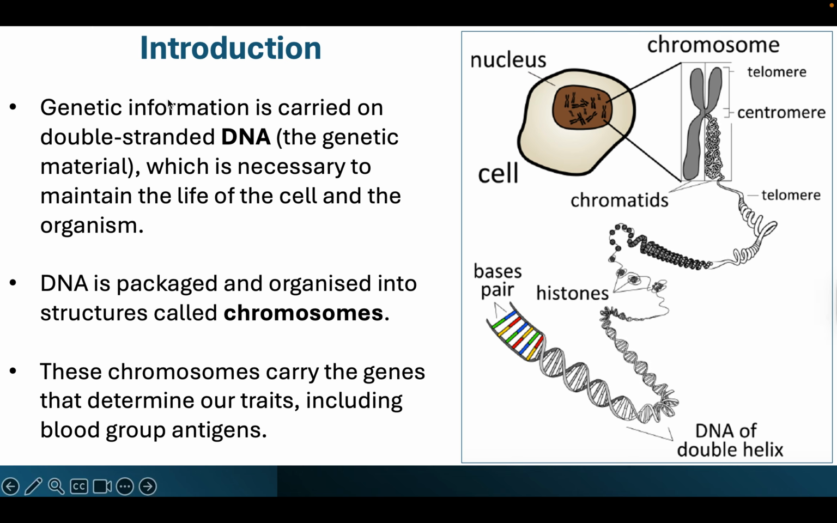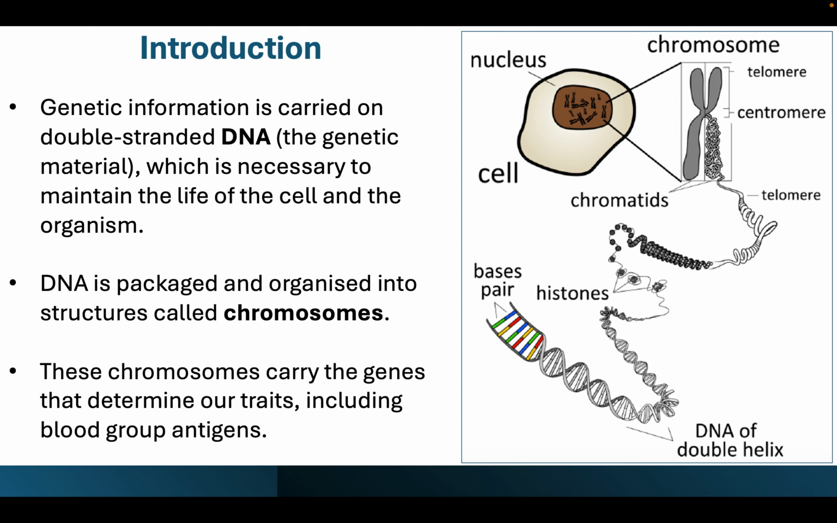The genetic information is carried on the double-stranded DNA, the genetic material, which is necessary to maintain the life of the cells and the organism. The DNA, as I said, is packed and organized into structures called chromosomes. These chromosomes carry the genes that determine our traits, including blood group antigens.